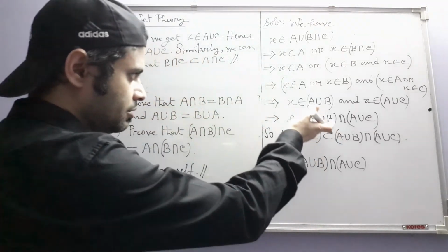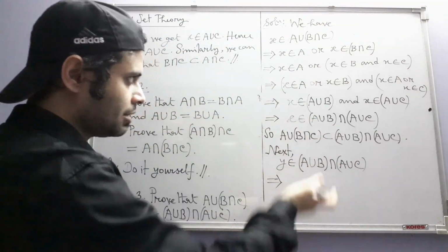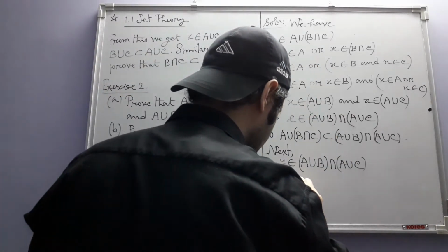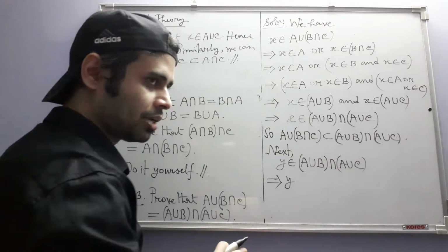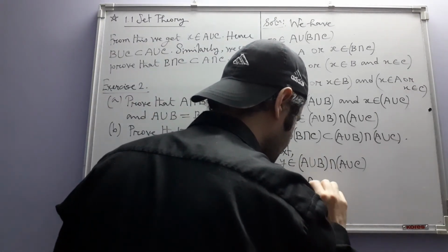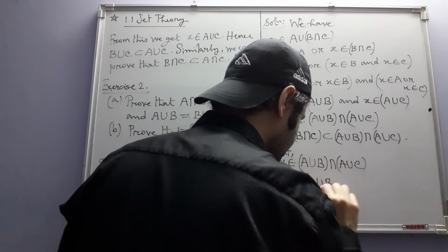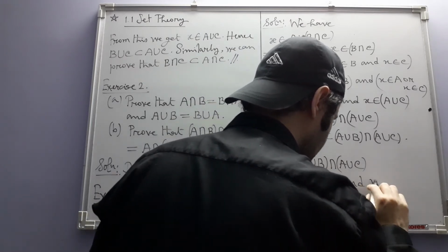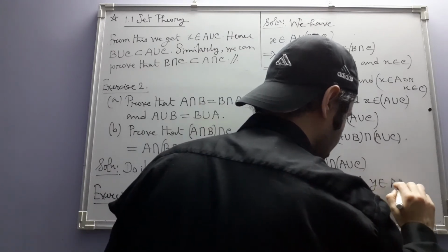So you see here the arguments will just be like this, only in the opposite order. I'm not going to explain much. You can figure out yourself what is going on. So y belongs to A union B. Because of intersection we have AND. Y belongs to A union C.